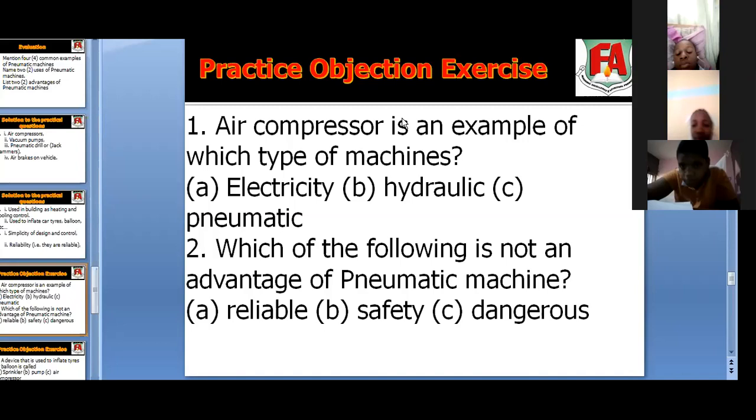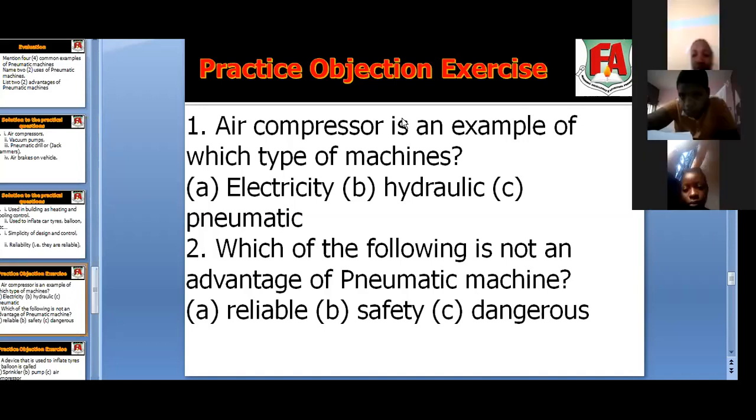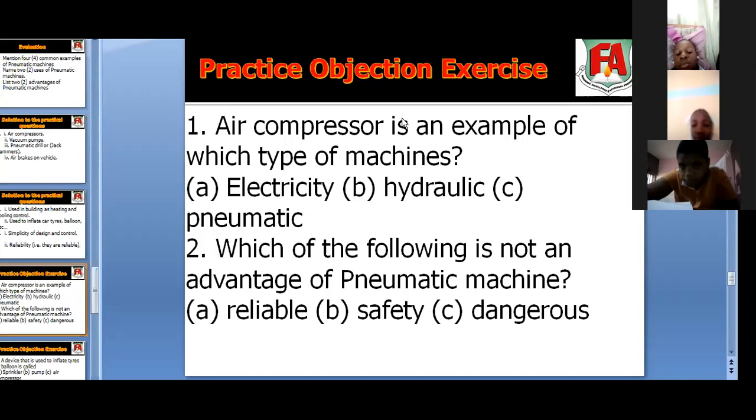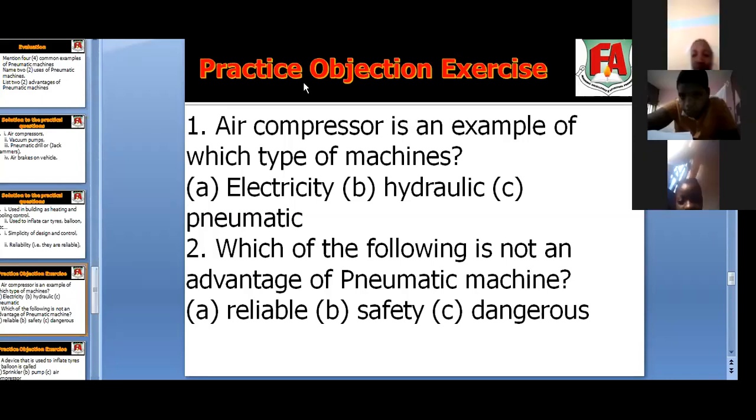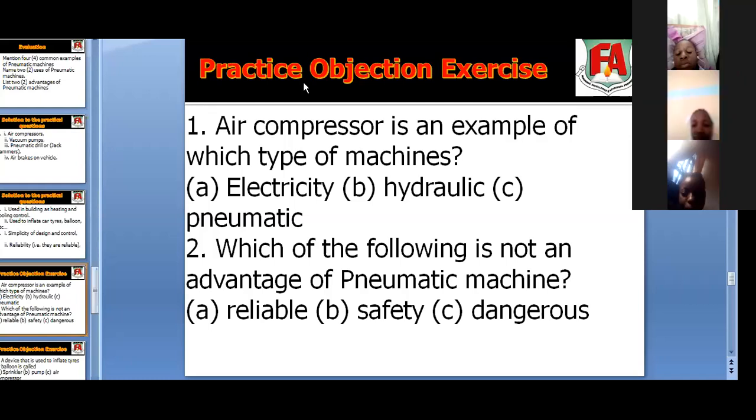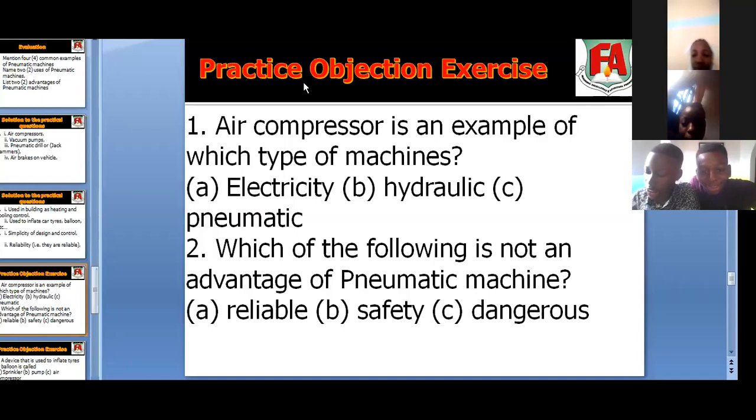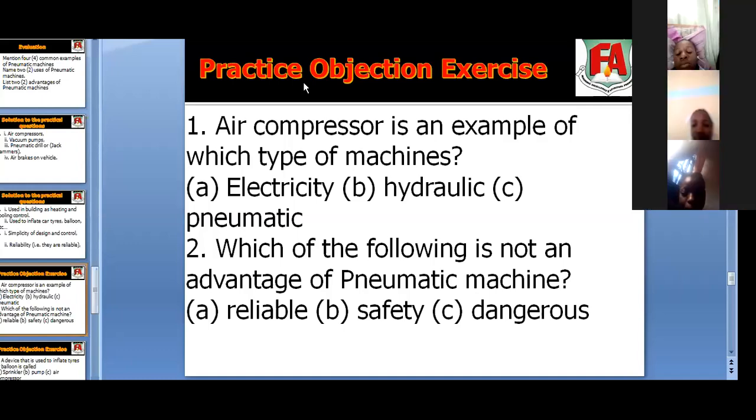Option A, reliable. Option B, safety. Option C, dangerous. Thank you, all of you. That's C. Option C is the correct answer.